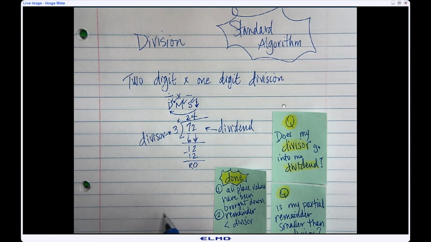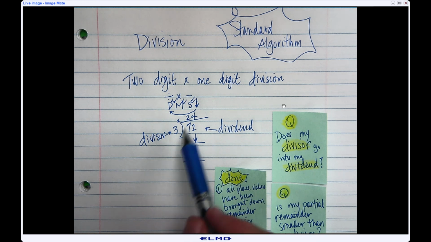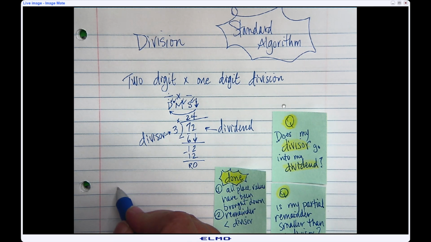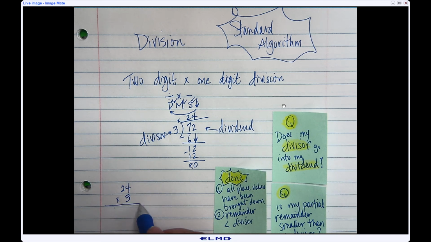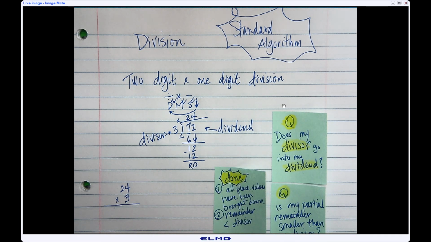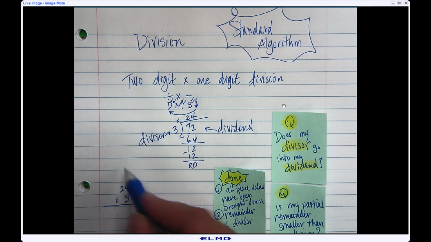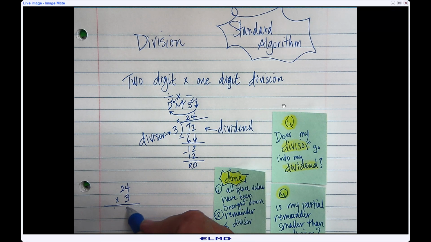At this point, what I can do is I can check my work. And so by checking my work, what I would do is I would take the quotient, 24, and I would multiply it by my divisor, 3. This is the inverse operation. Multiplication is the inverse operation of division. And then I would just get my answer. So 3 times 4 is 12.